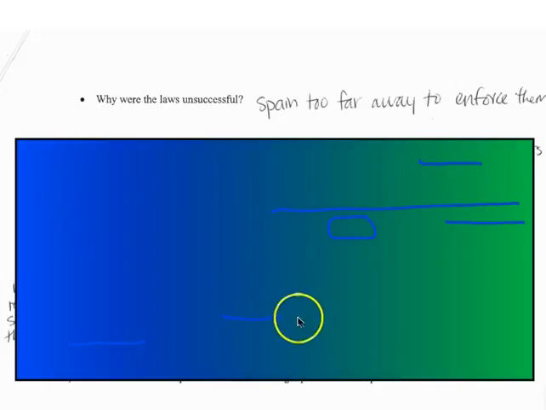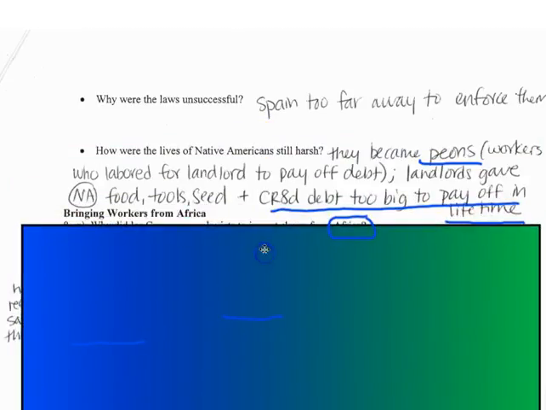All right, so Spain is too far away to enforce these laws, so they're kind of pointless. And it just leads to people finding other ways to make Native Americans work for them for life. The Native Americans are peons. They have to pay off a debt to a landlord that is way too big to ever pay off in their lifetime. So they're stuck working for life for the landlord because they can't repay the debt.